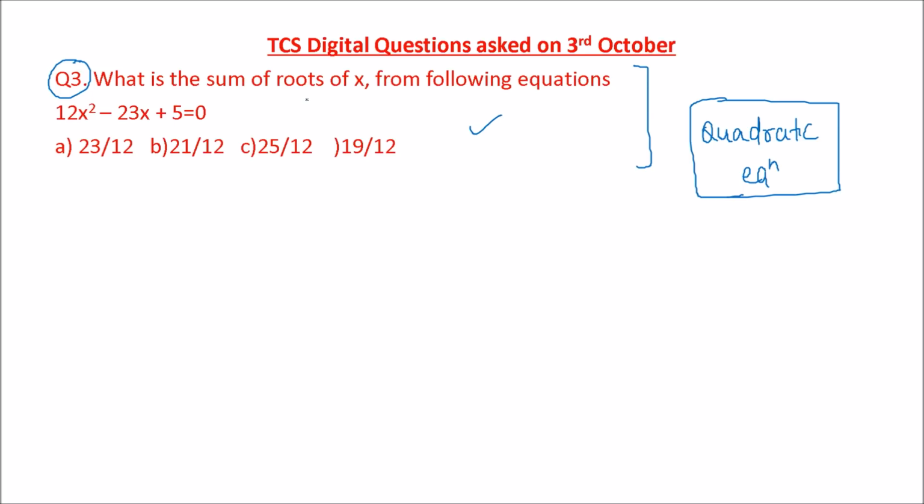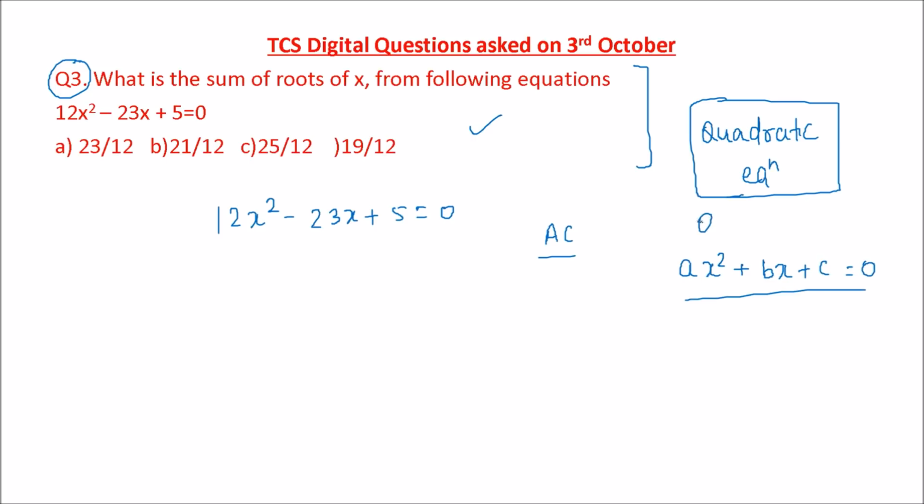What is the sum of roots of x from the following equation? So a quadratic equation has been given to you: 12x square minus 23x plus 5 is equal to 0. Friends, how I solve it, our trick is, take AC. Basically your quadratic equation will be in the form of ax square plus bx plus c equal to 0. So this is the proper form of your quadratic equation.